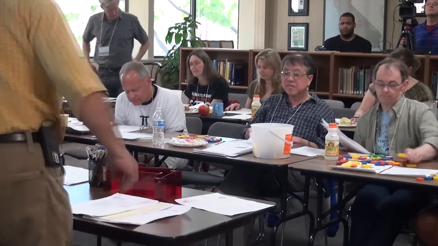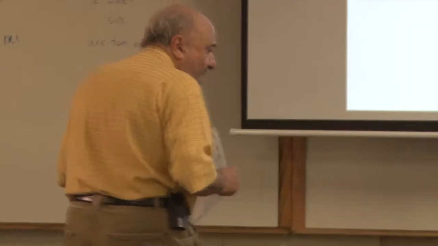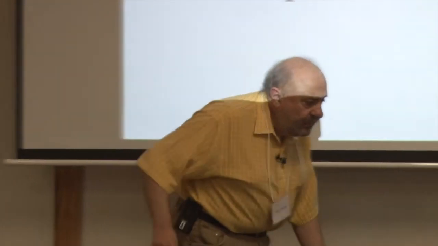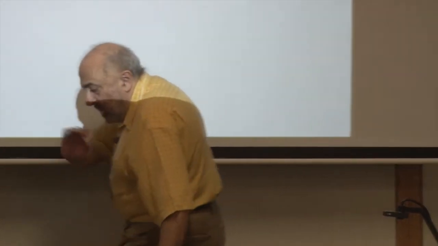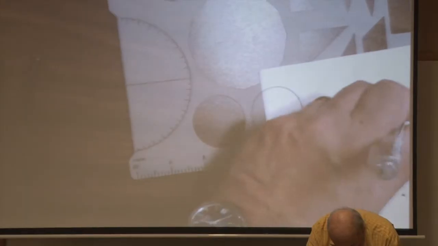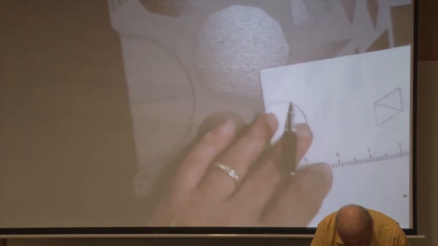So basically, what you want to do is choose a triangle, use it as a tile, and find a way to tile the plane with your triangle. So, for example, here's a beginning of a tiling.